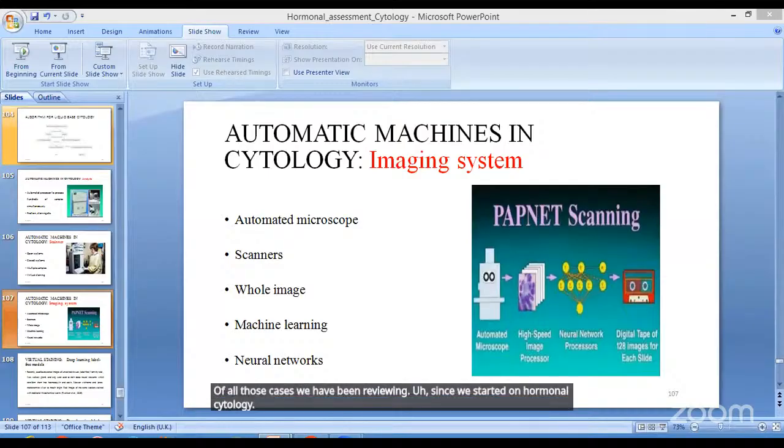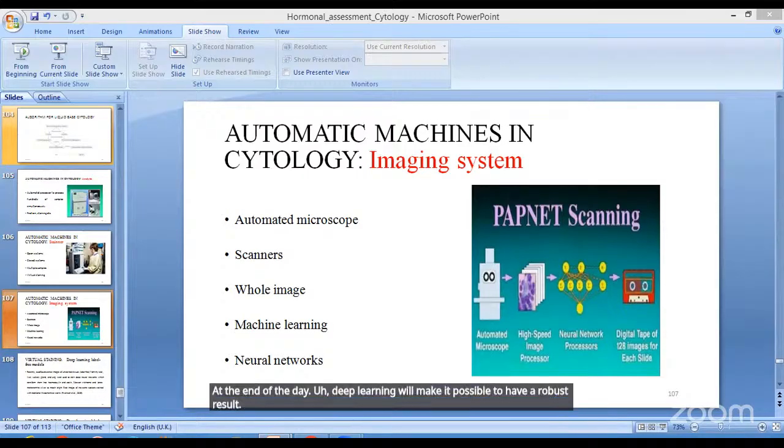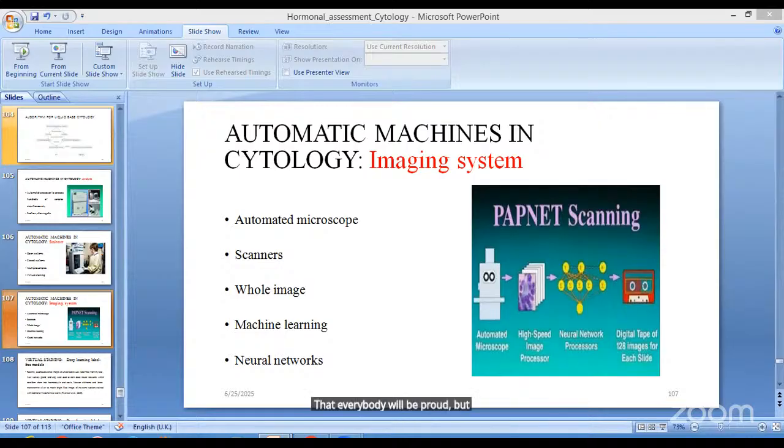At the end of the day, deep learning will make it possible to have a robust result that everybody will be proud of. But I'm going to talk a little bit about what you see in virtual staining.